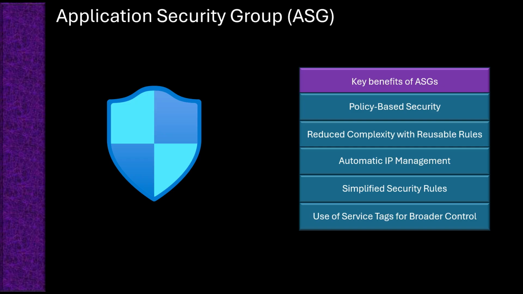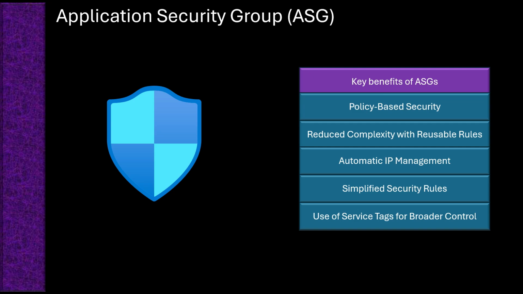Let's discuss application security groups in this video. An application security group simplifies network security by letting you organize and manage security for virtual machines based on application structure instead of individual IP addresses. Think of ASGs as tags that can represent specific application components, which allow you to define security rules based on the roles each component plays in your application. This approach streamlines security management and scales easily without needing constant IP address updates.